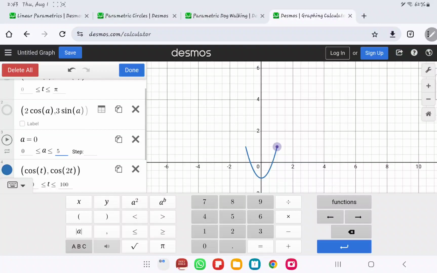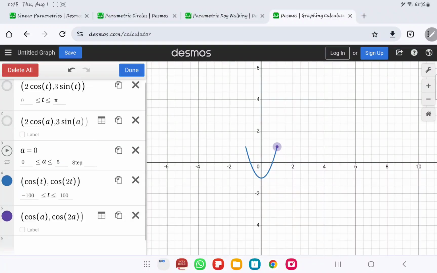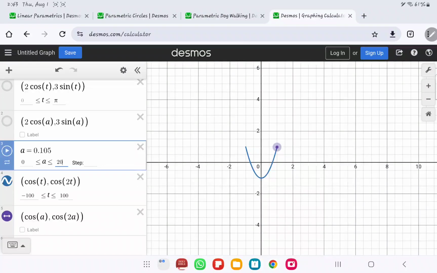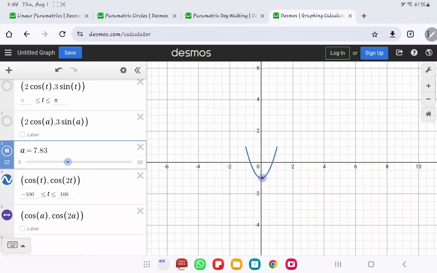So right there is where your T or your A is 0. And then we'll go ahead and play that. So it goes up and then back. And let's actually make this a little bit larger number. That's right there. So I went ahead and changed that A to 20. And we'll go ahead and see where that goes.